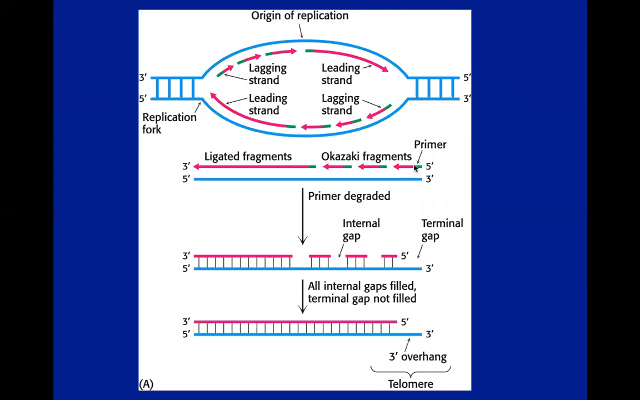So if it happens in successive divisions, what will happen? The chromosomal DNA will be shortened in the subsequent division of the cells. This results in aging. So chromosomes will be shortened. So to prevent this, we have the telomeres.